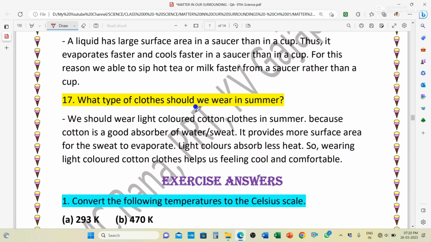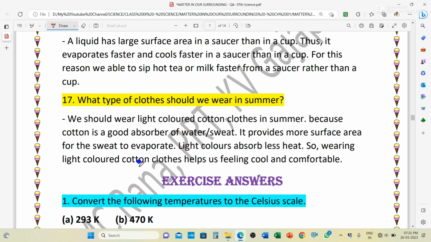What type of clothes should we wear in summer? We should wear light colored cotton clothes in summer, because cotton is a good absorber of water, that is sweat. In the summer season we feel more hot, we pass more sweat from our body. It provides more surface area for the sweat to evaporate, because if surface area increases, then the rate of evaporation also increases. Light colors absorb less heat also. Another reason is that light colors absorb less heat, bright colors absorb more heat.